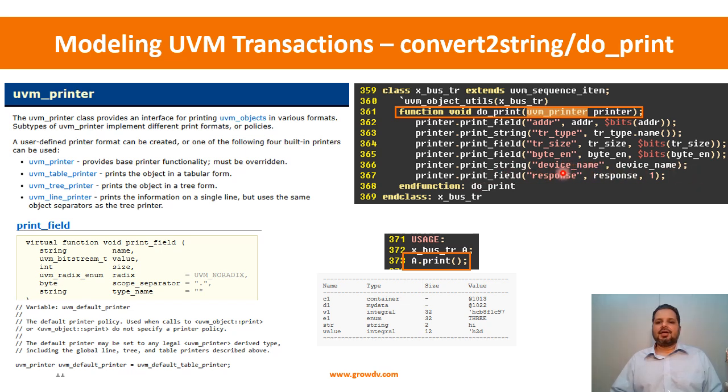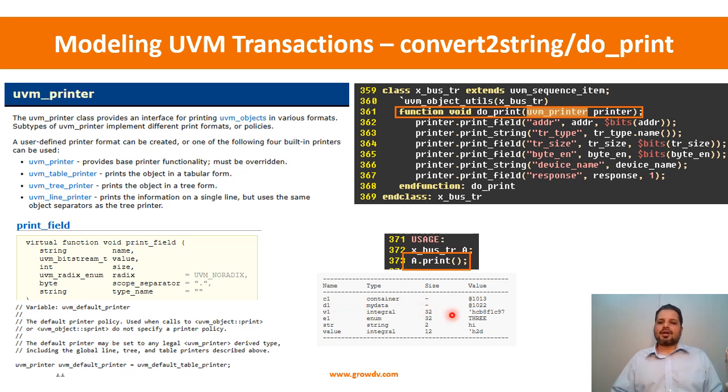We are just adding the device name, and the device name variable itself was a string, so we are directly adding it. And the response was a 1-bit field, so here we are adding response as the name that we want it to appear, and then we are saying the name of the variable and the number of bits in it is 1. So once you add this, the default printer would already be set to the table printer. So whenever you have a valid object, let's say we declare the bus item A, and then we call a dot print, it will print it in the tabular format as shown over here.